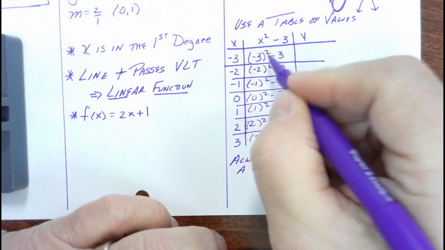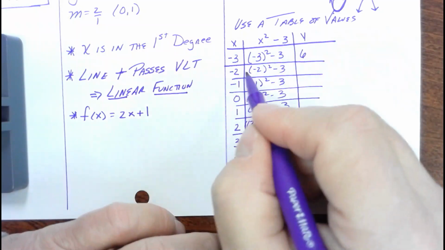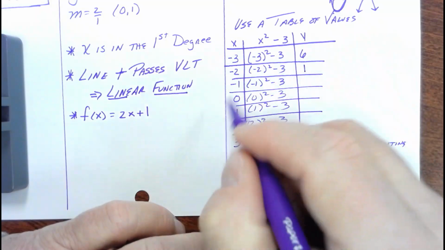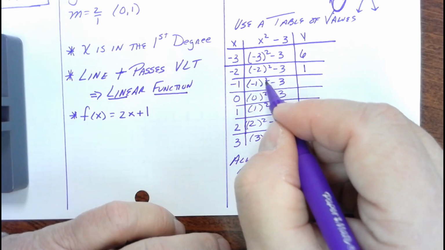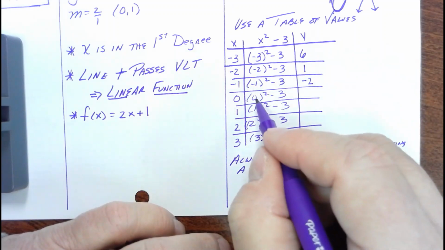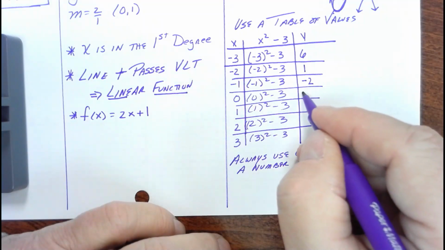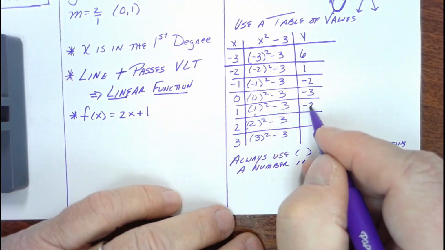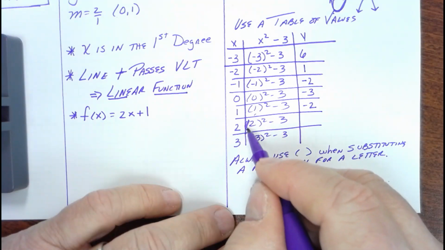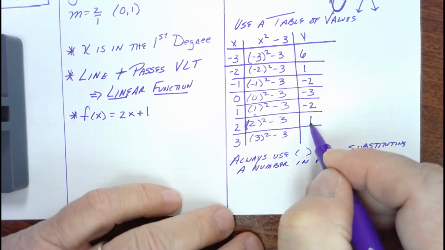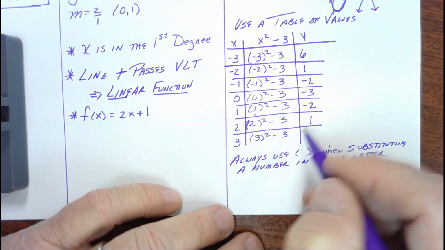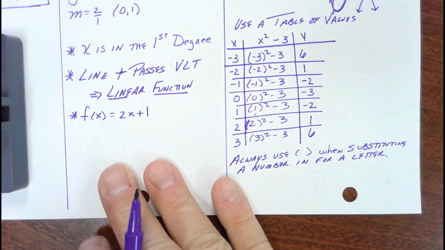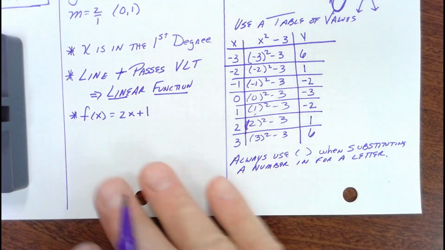(-3) squared is 9, minus 3 is 6. (-2) squared is 4, minus 3 is 1. (-1) squared is 1, minus 3 is -2. 0 squared is 0, minus 3 is -3. 1 squared is 1, minus 3 is -2. 2 squared is 4, minus 3, which is 1. 3 squared is 9, minus 3, which is 6. You're now going to plot these points on the graph.